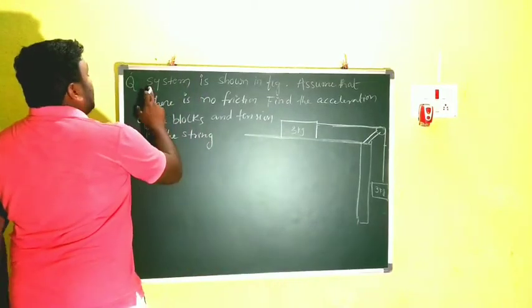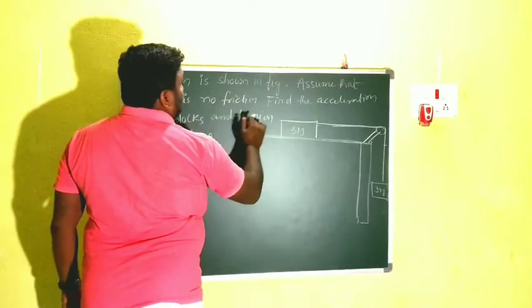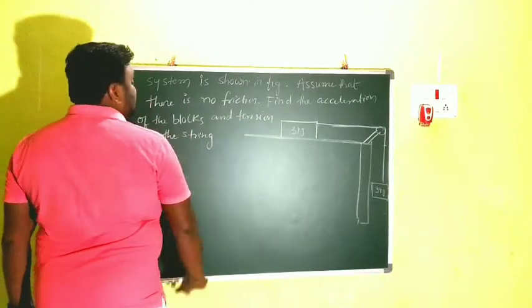So once again I am reading. The system is as shown in the figure. Assume that there is no friction. Find the acceleration of the blocks and the tension in the string.